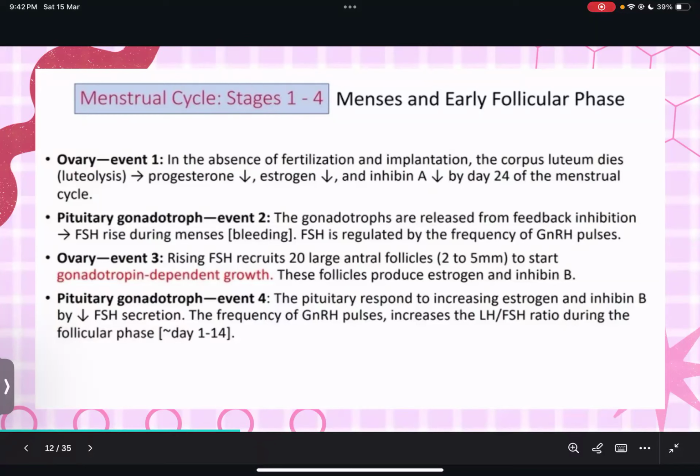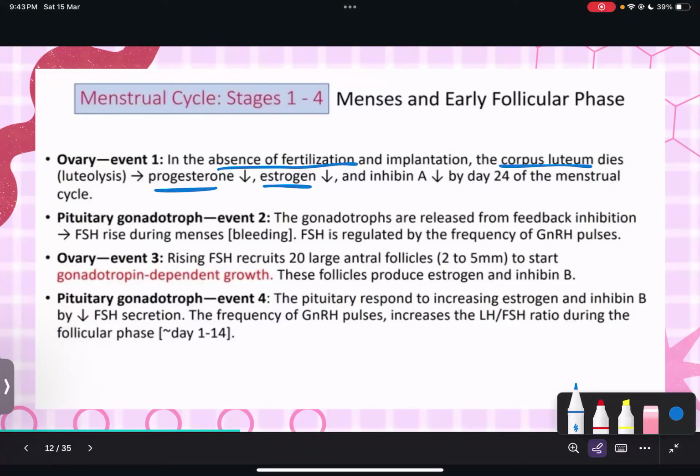So he did start from the absence of fertilization. When there is no pregnancy, he's talking about the uterine cycle here. As the corpus luteum dies, at the end of the cycle, there is no progesterone, no estrogen, and no inhibin A. I didn't mention inhibin A. Inhibin A is basically a hormone that works on the negative feedback. It's released from the ovaries, and it works on the negative feedback of FSH and LH.